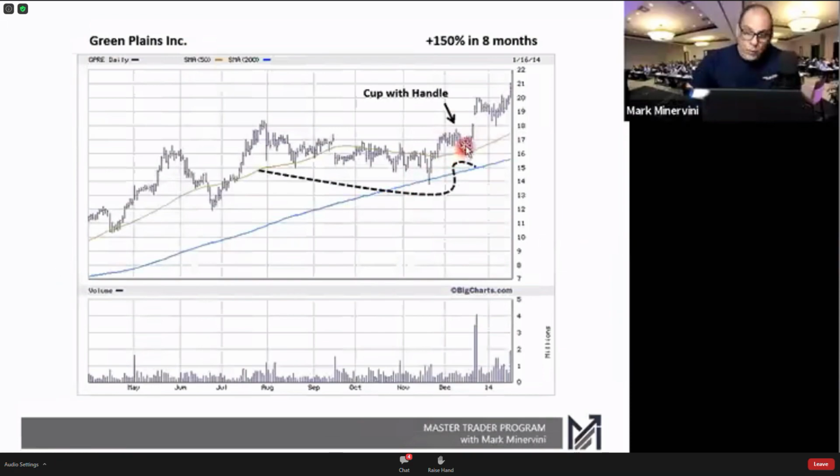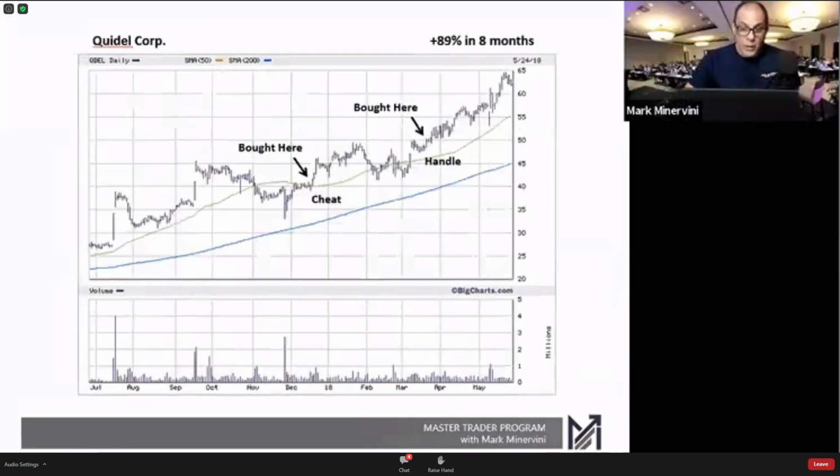Yeah. So you might not have the cheat, you might not have the handle, or you might have both, as we showed you earlier. And you can also get, like in QDEL here, one base that offers you the cheat, and this is a little bit sloppy over here, but it sets up another base, and see, you don't get the cheat, but you get the handle. It can happen in a number of ways. But you have these various tools, if you will, in your toolbox, or these various entry points, and you're on the lookout for them in real time.